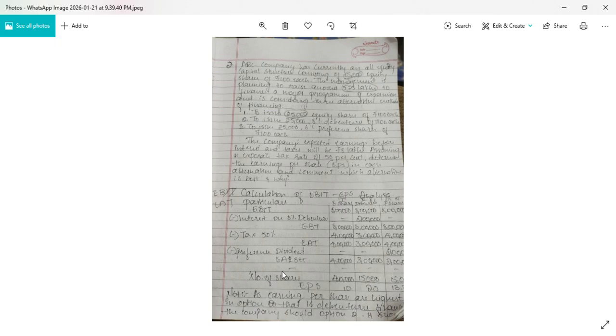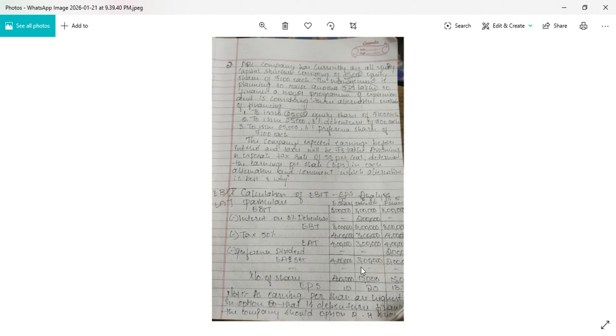Now what we have to do? Earnings available to equity shareholders divided by number of shares. We will get earnings per share. So now what is our earnings available to equity shareholders in the first option? 4 lakh divided by 40,000, our number of shares in the first alternative. 4 lakh divided by 40,000 comes to 10. 10 is our earning per share in the first alternative.